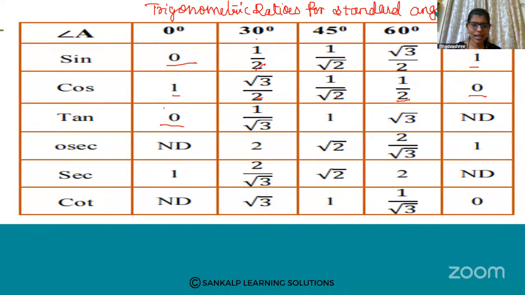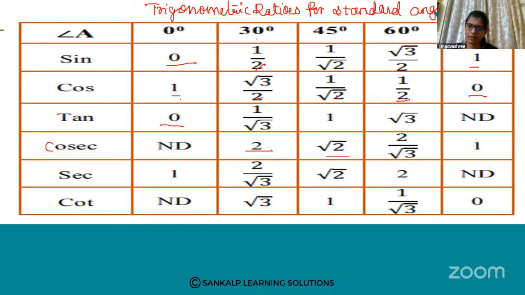ನೆಕ್ಸ್ಟ್ ಕೋಸೆಕ್ ಅನ್ನ ಹೇಗೆ ಬರೆಯೋದು? ರೆಸಿಪ್ರೋಕಲ್ ಆಫ್ ಸೈನ್ ಥೀಟಾ, ರೈಟ್? ಹೌದು ಅಲ್ವಾ? ಕೋಸೆಕ್ is 1 by 0, that is not defined. This is 2 by 1, that is 2. Root 2 by 1, that is root 2. 2 by root 3. Yes, 1 by 1, that is 1.